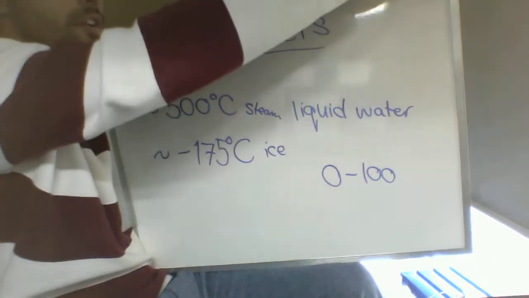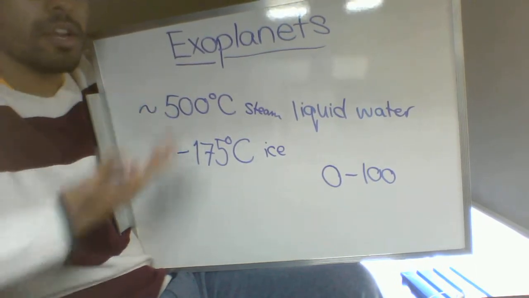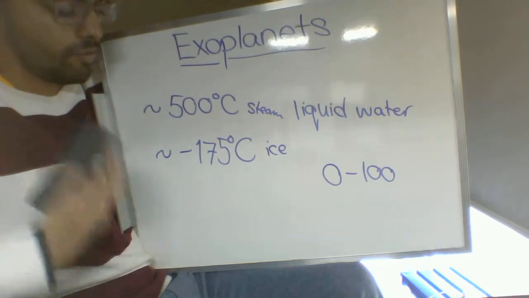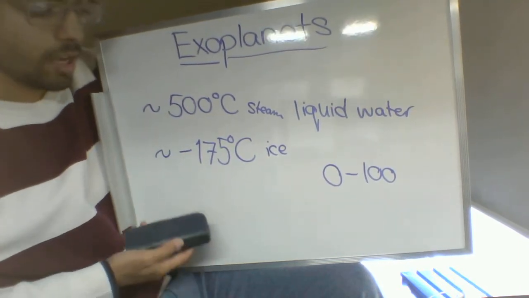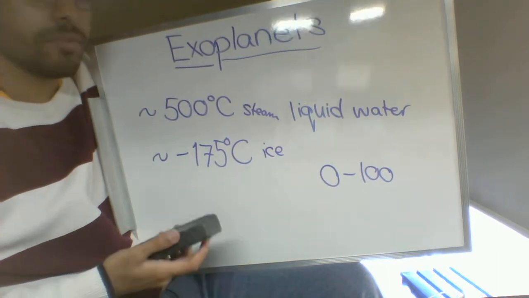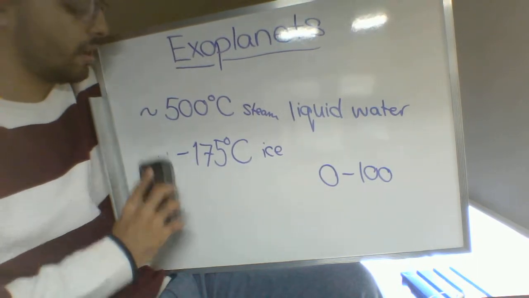liquid water. So if you're on a planet where the average daily temperature is 500 degrees Celsius, you're not going to find any liquid water there. You're not going to find any life there. If the average daily temperature is minus 175, once again, you're not going to find any liquid water. So at least as far as we know, you're probably not going to find any life there either.